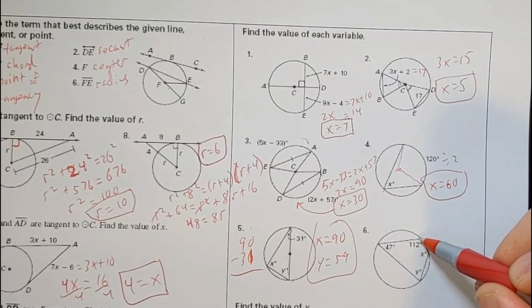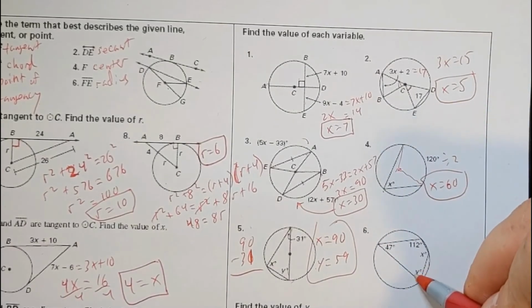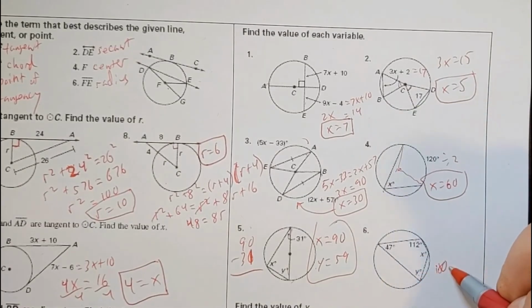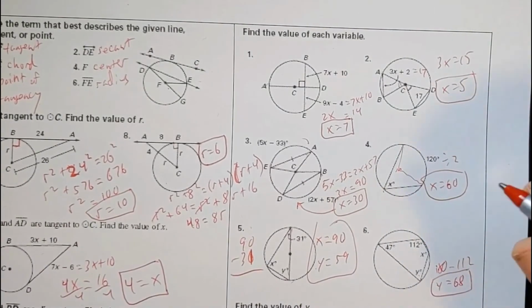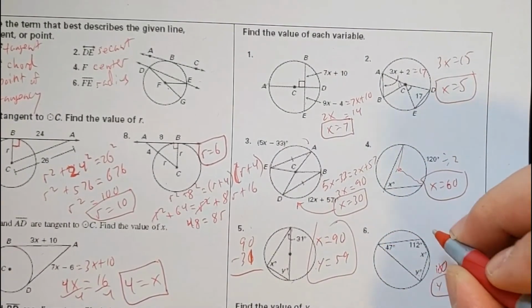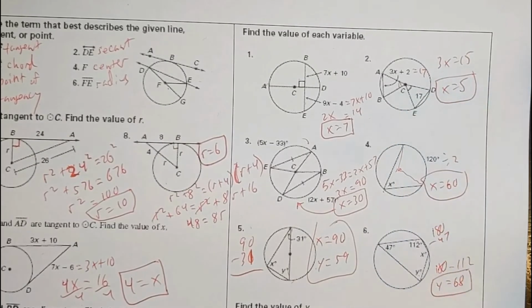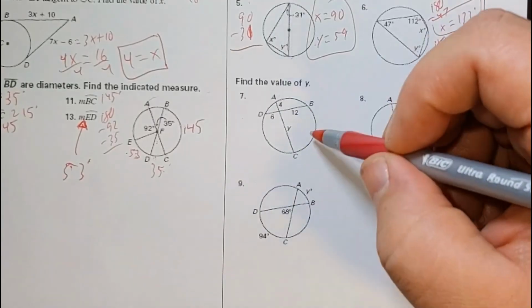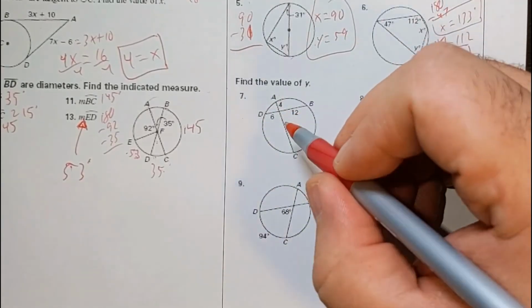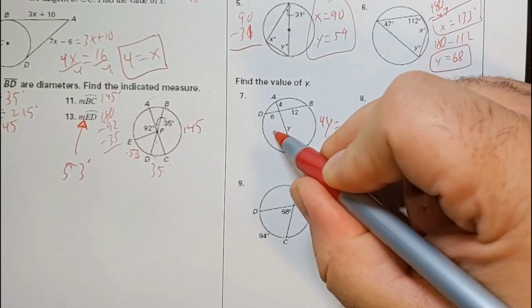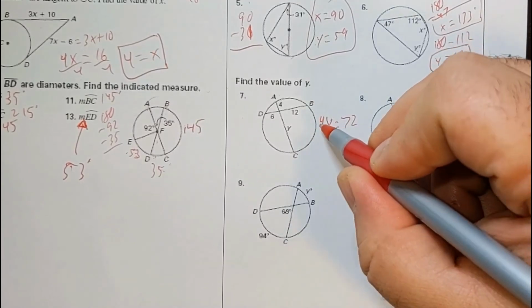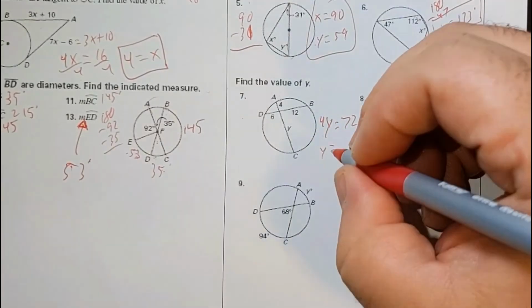Over here, if a quadrilateral is inscribed, the opposite angles are supplementary. So if this is 112, then y is going to be 180 minus 112, and you get y is 68. And then x goes with the 47. 180 minus 47, you get x is 133. On chords that are crossing inside of a circle like this, remember, multiply down the lines. So 4 times y is 4y. 6 times 12 is 72, and then you just divide by 4 on both sides, 18.